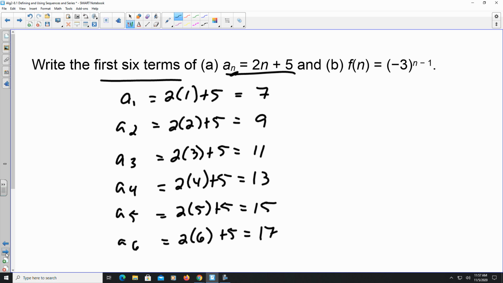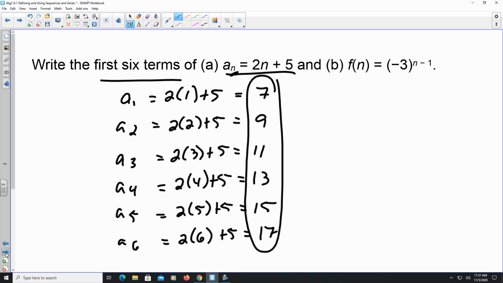You can even see a pattern here with the values in the sequence. 7, 9, 11, 13, 15, 17. They all add up by twos. So you can say the next one will probably be 19, 21, so on and so forth.